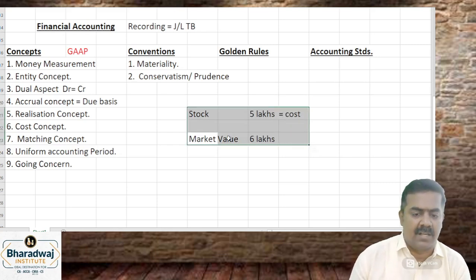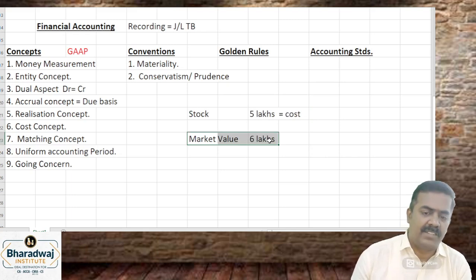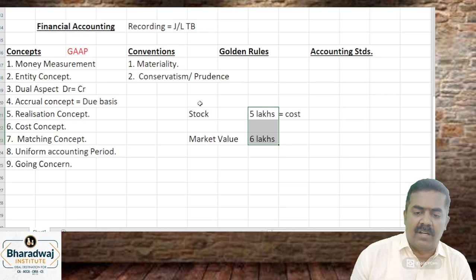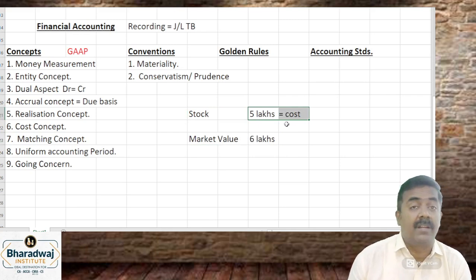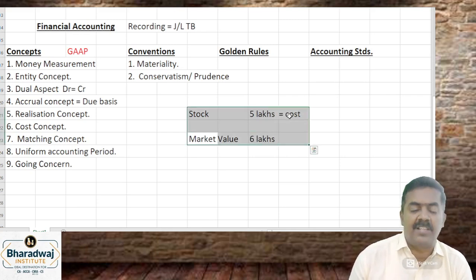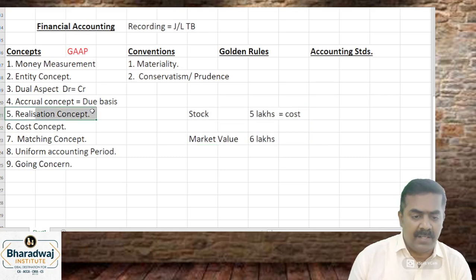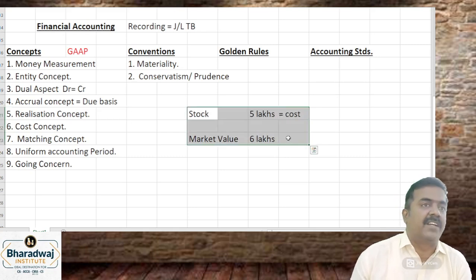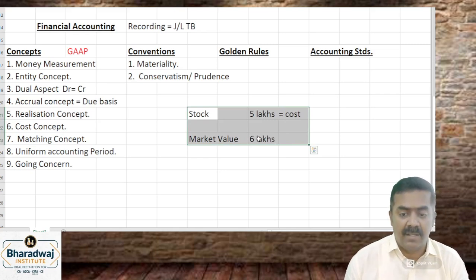The stock that was there is still there. What is the market value? 6 lakhs. Will you record at cost price or market price? We will record at cost price. Why? Is this 1 lakh profit realized or not realized? As per the realization concept, unrealized profit cannot be recorded. Unrealized profit cannot be recorded.